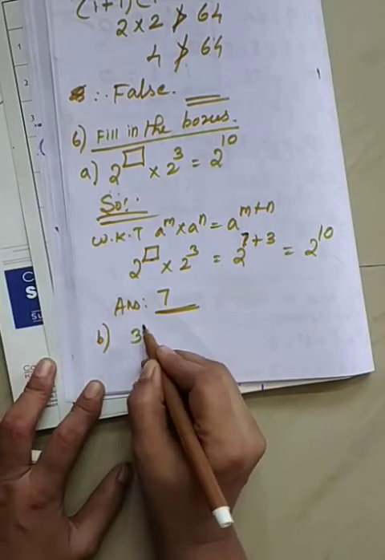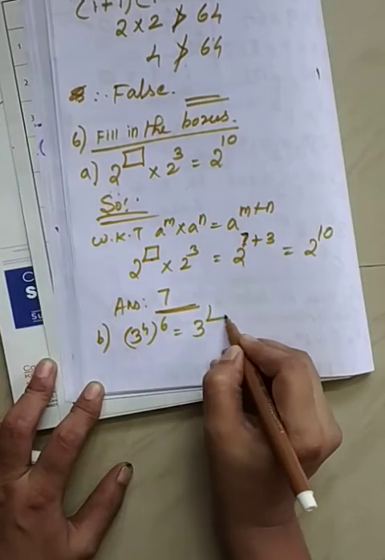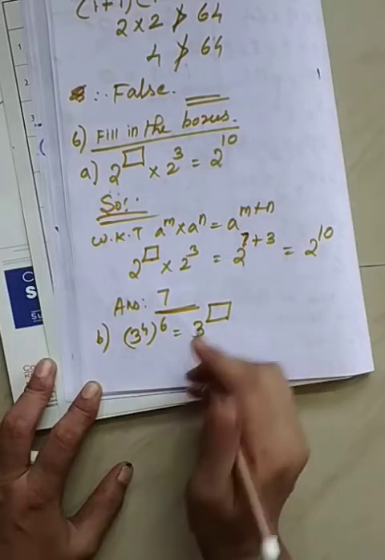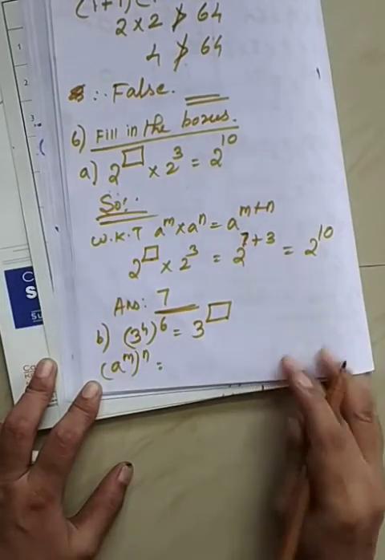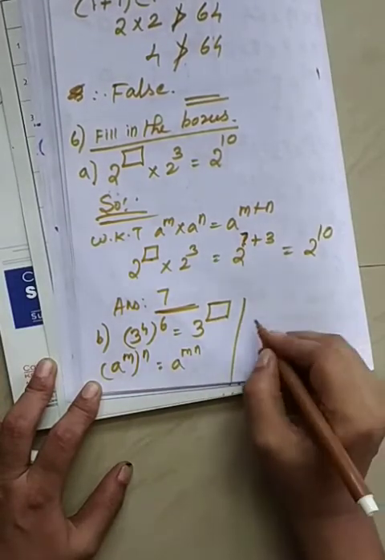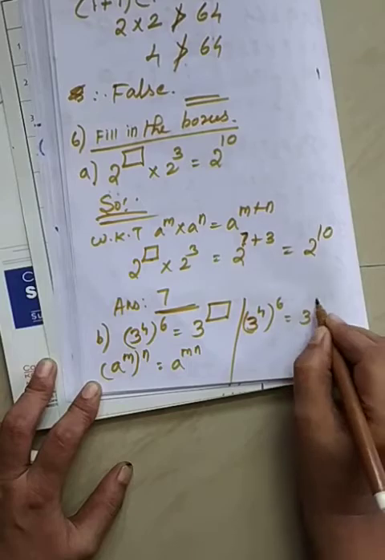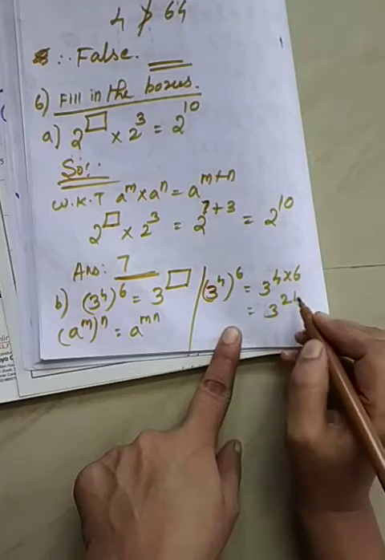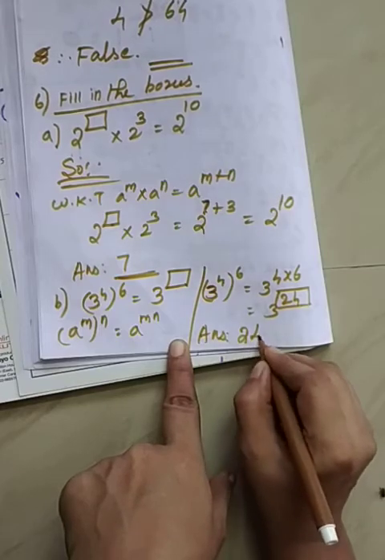3 power 4 whole power 6 equal to 3 power what? See here, how can you find the solution? Everybody knows this: a power m whole power n. a power mn is your formula, so you can use it. 3 power 4 whole power 6 means you can write 3 power 4 into 6. So what is 4 into 6? 24. So your answer is 24.